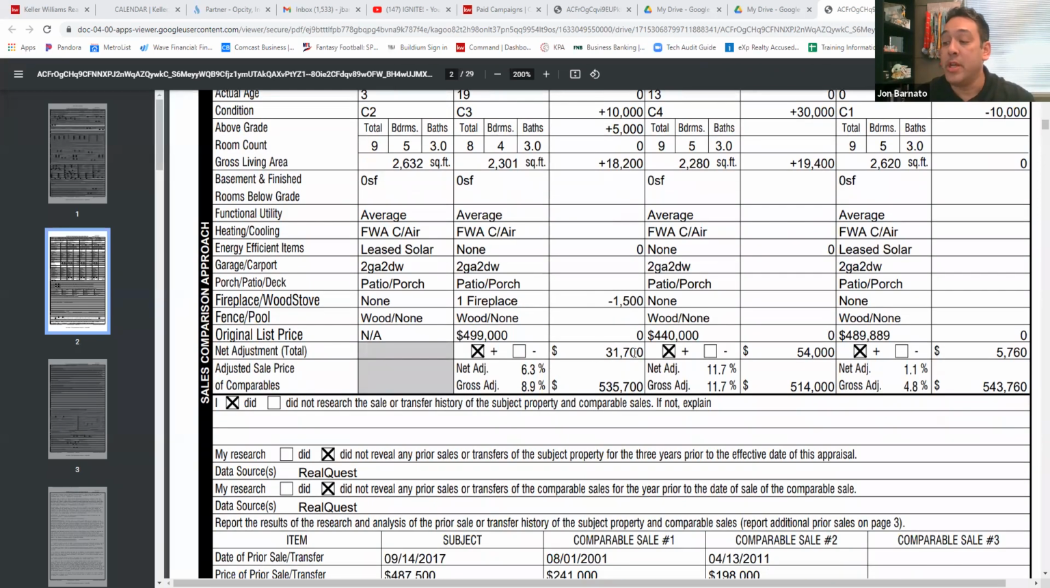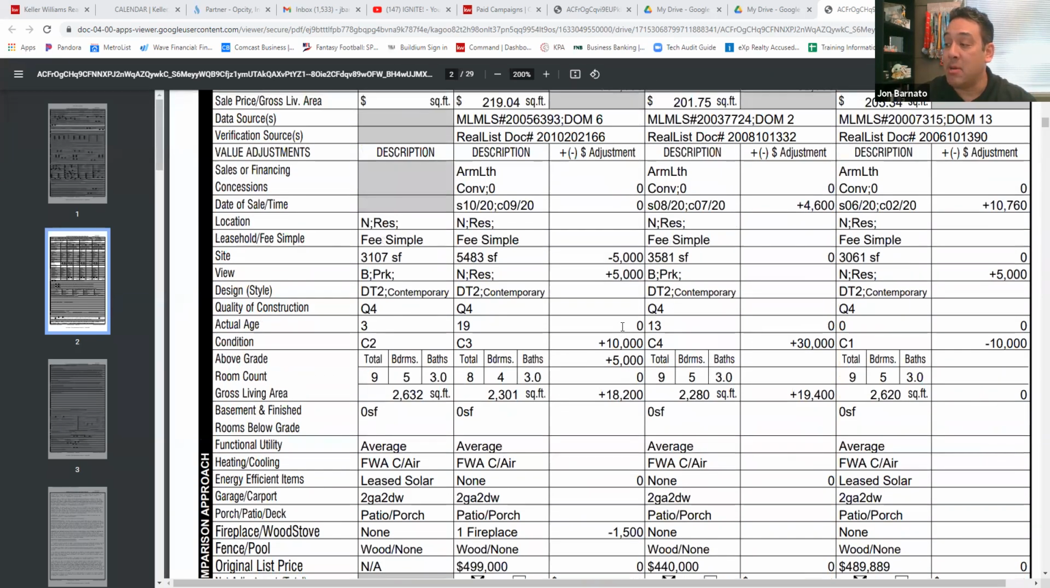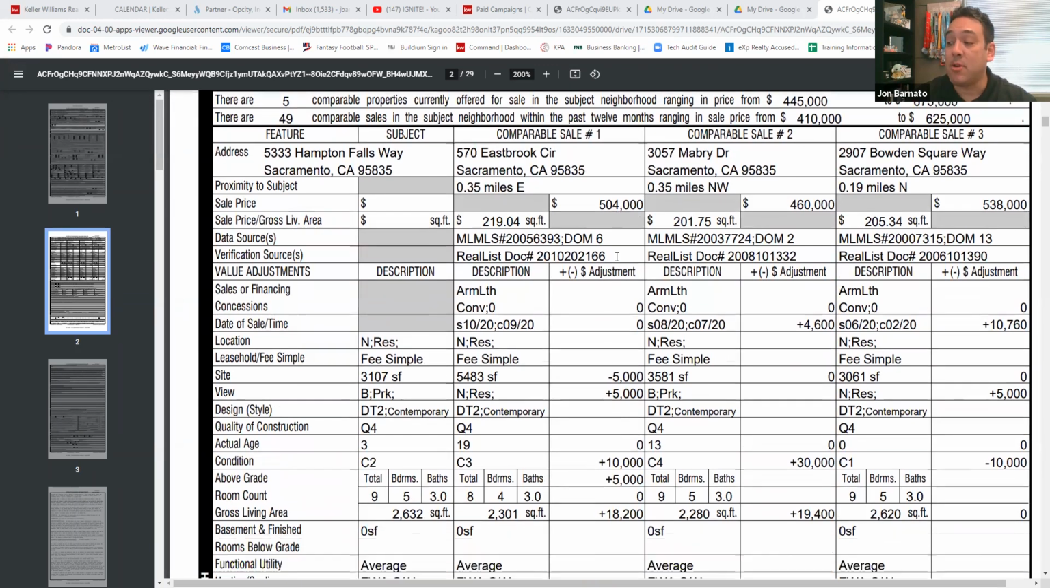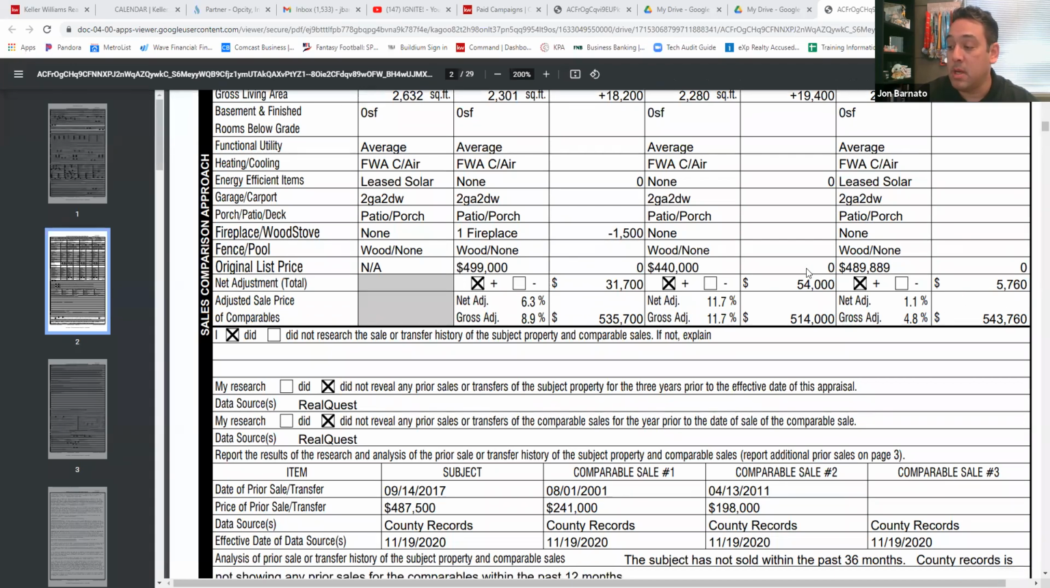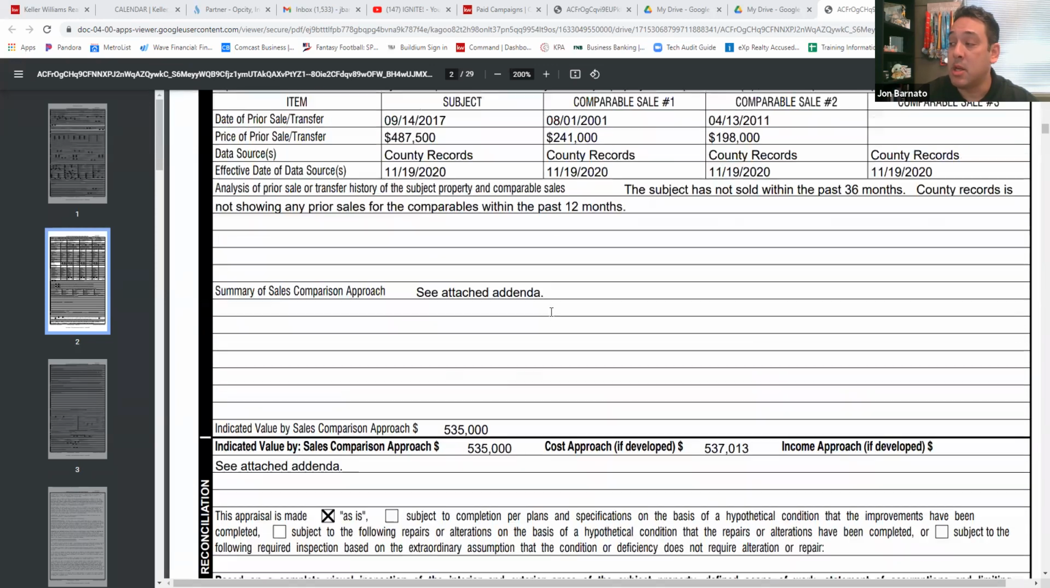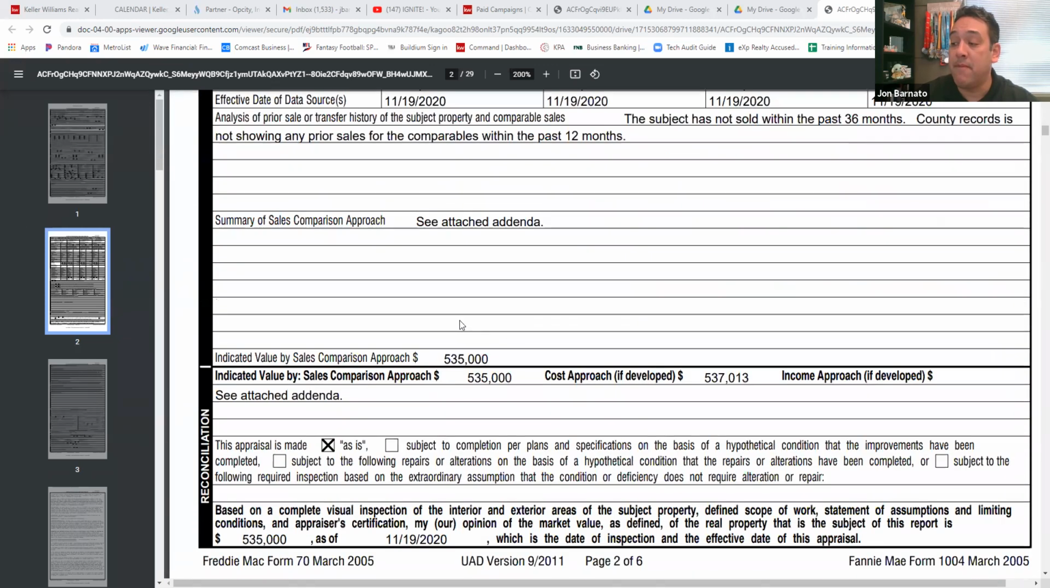And then total, all the adjustments say, well, this house sold at 504, but after he adjusted it to make it look like my house, he has to add 31,700 to the value. And so that says my house should be worth $535,700. And you see that he does that for 3 different properties. See that? So he does that for one property, another property. And it's between 537, 514, 543. And then if I go down, he says, well, because of those, I believe the value is $535,000.